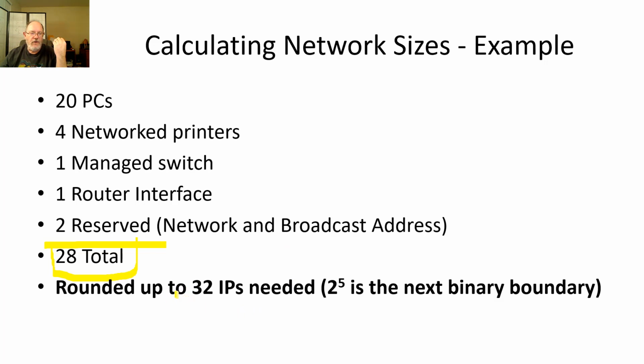So in this case, we're going to round up our network size to be 32, which is the next higher value that's an even power of 2. In this case, 2 to the 5th power, as we see here. So in our sample, we know that we need 32 IP addresses.